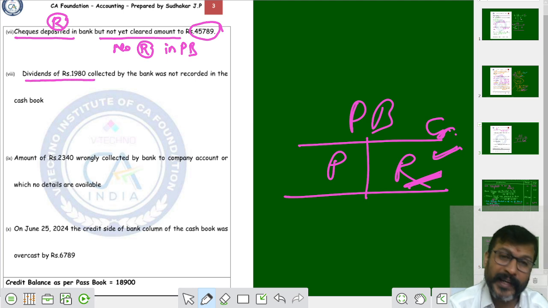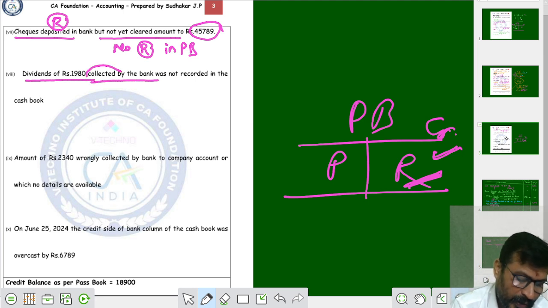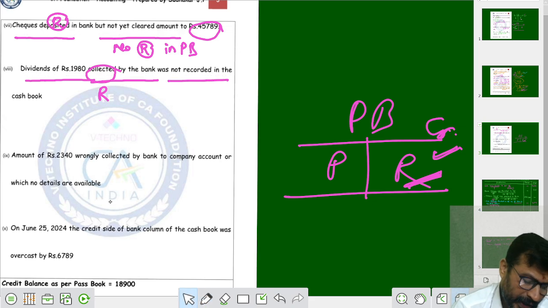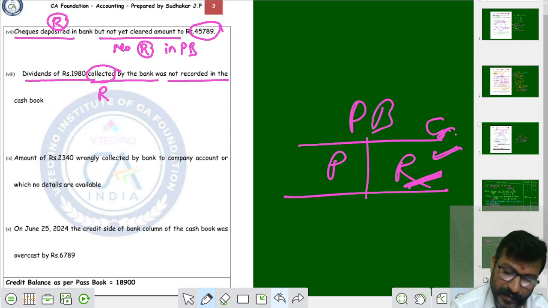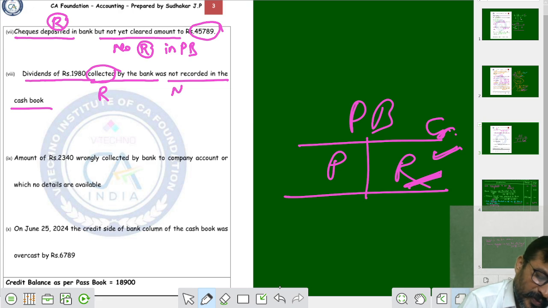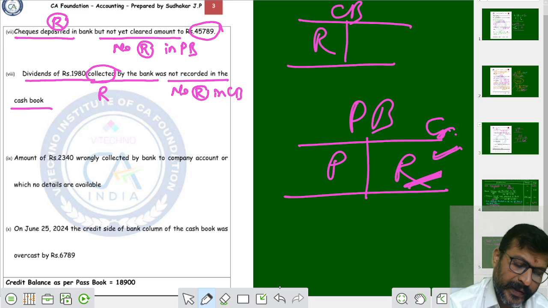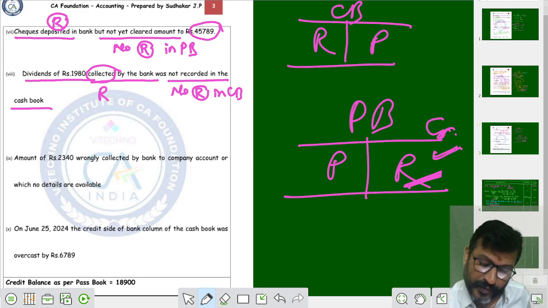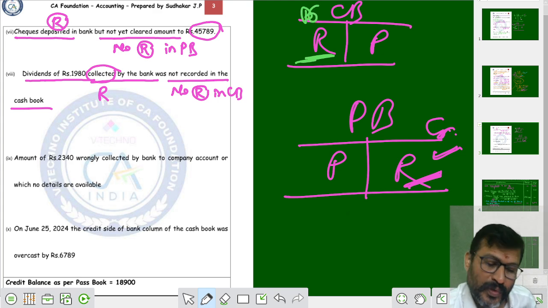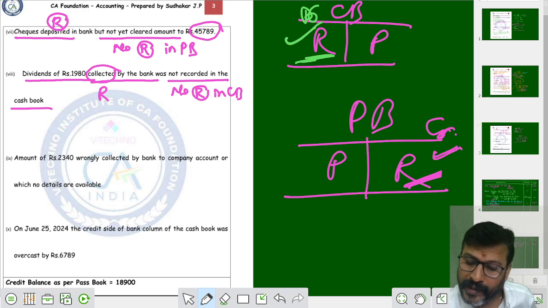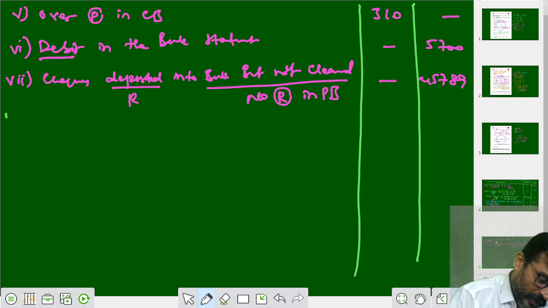Dividend of rupees 1,980 collected by the bank. What do you mean by collected? Receipt in the passbook but not recorded in the cash book. But not recorded in the cash book means what? No receipt in cash book. See, this is your cash book. Debit side for receipt, credit side for payment. No receipt in cash book means no debit in cash book. So where do we have to take it? On the same side, the debit side only. That is point number 8.